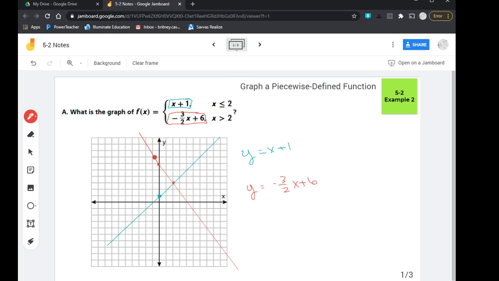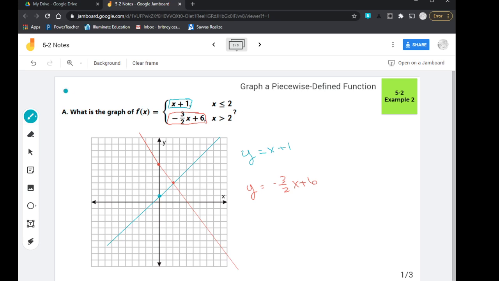Now, remember, we don't want our graphs to overlap, right? It still needs to be a function, so it still needs to pass the vertical line test. And these also have a restricted domain. So what we need to do is cut down on these lines until it matches that domain.